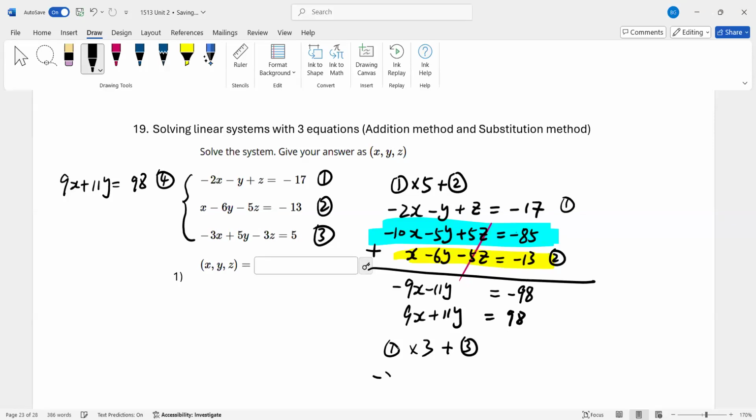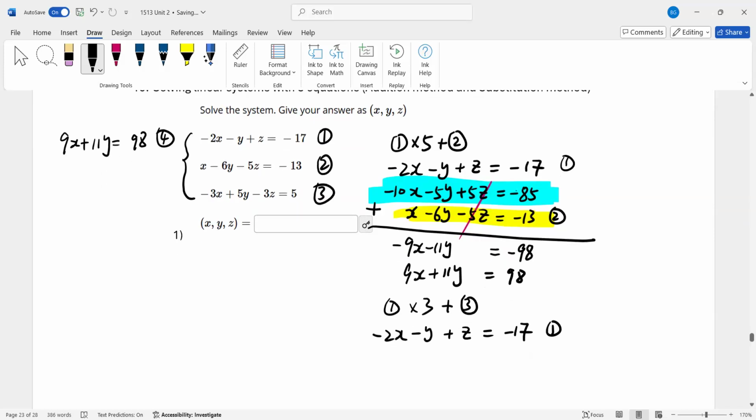Equation 1 is negative 2x minus y plus z equals negative 17. We are going to multiply this equation by 3, so everything multiplied by 3. Negative 6x, negative 3y plus 3z equals negative 17 times 3, which is negative 51.